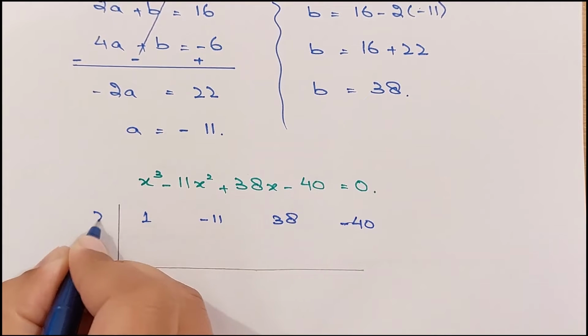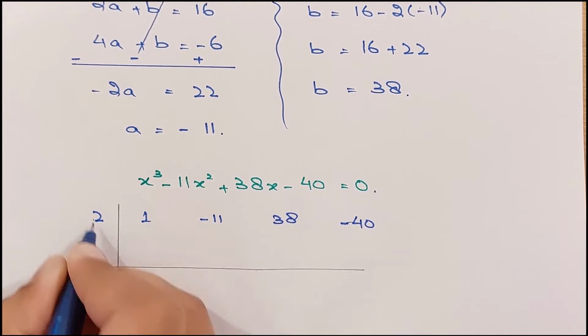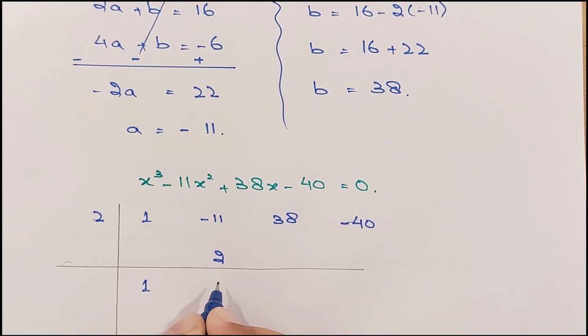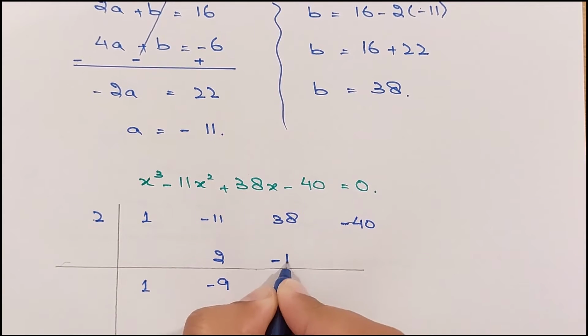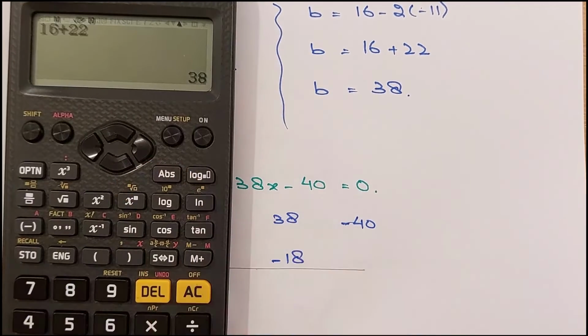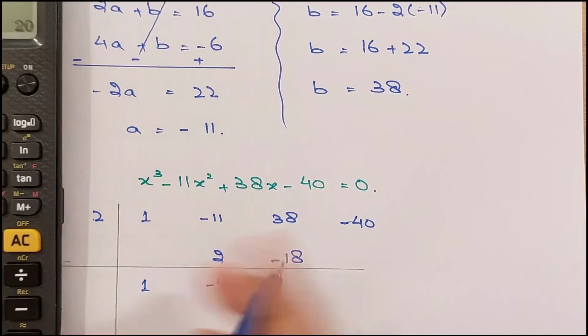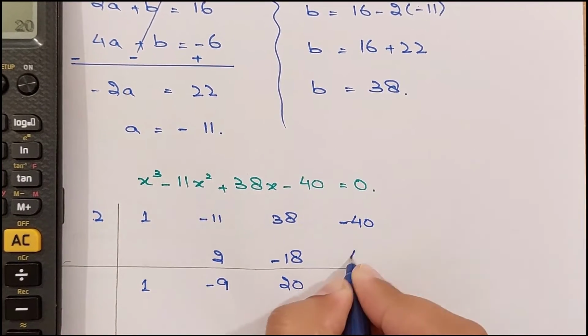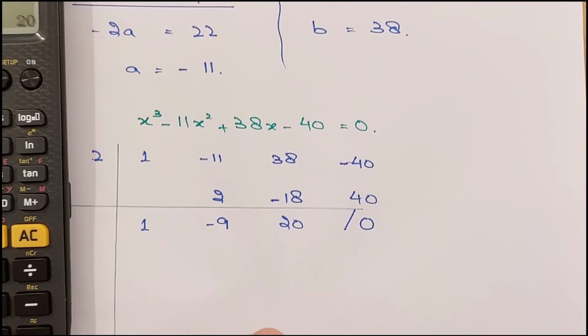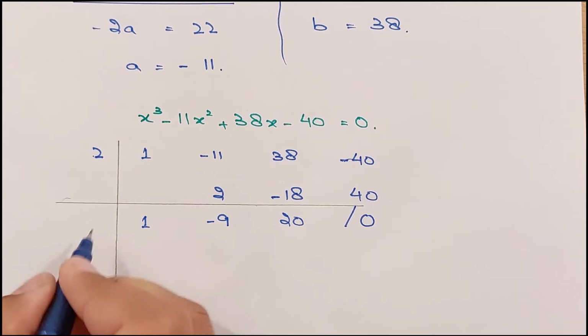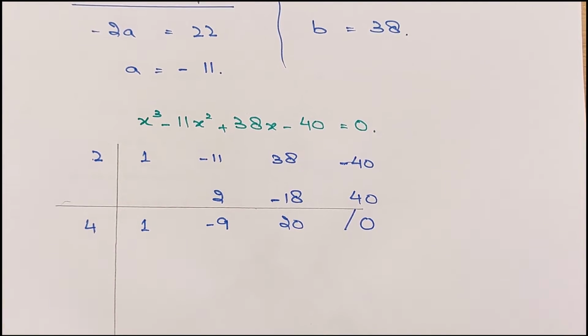2 is the root, so let's bring 1 down. 2 times 1 is 2. Minus 11 plus 2 is negative 9. 2 times 9 is 18, minus 18. 38 take away 18 is 20. 2 times 20 is 40. We have 0, right? Okay, now further simplification. So 4 is the root. We know that 4 is the root.